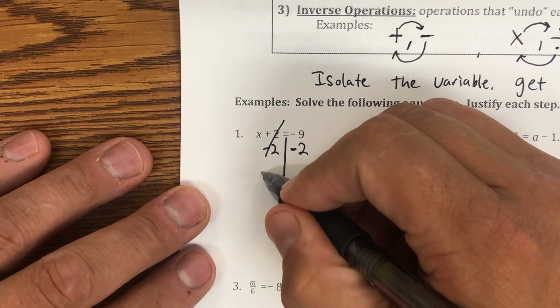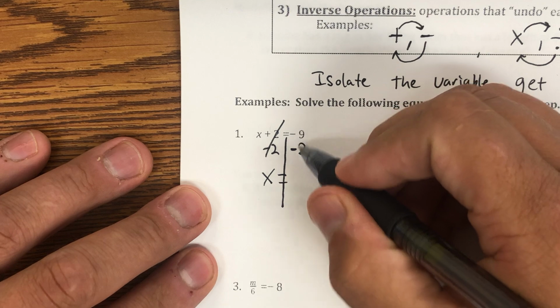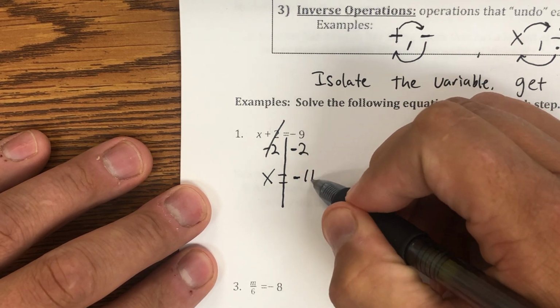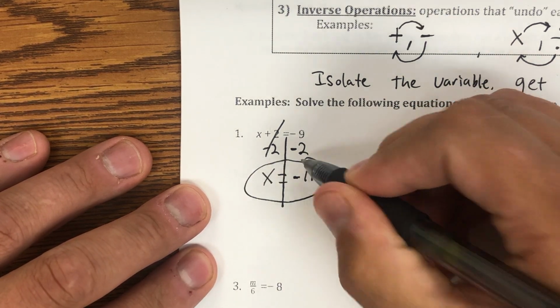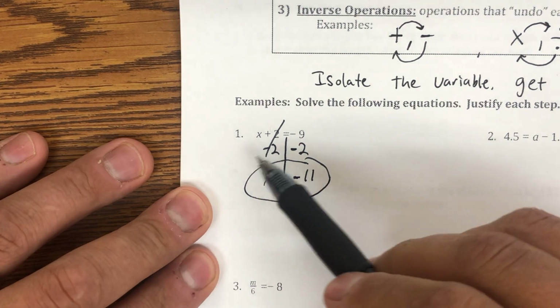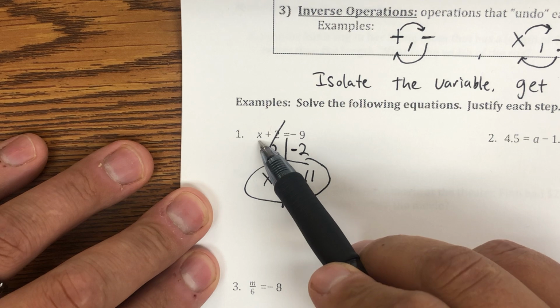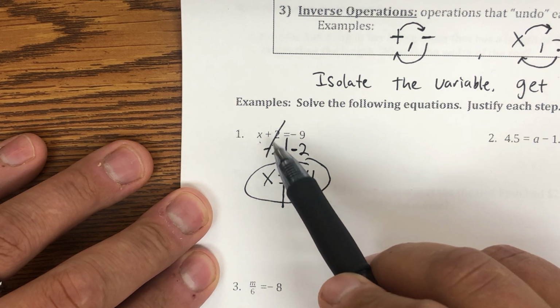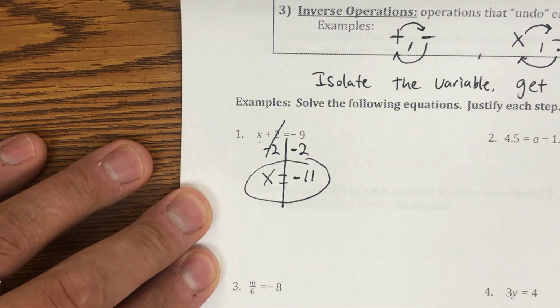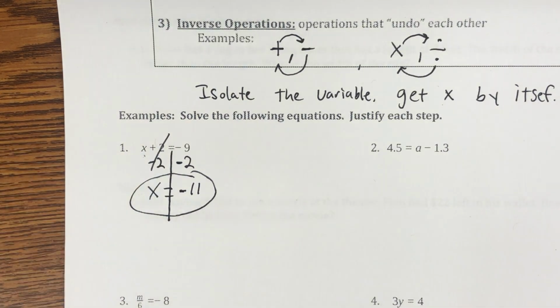So x is now by itself. X is equal to negative 9 minus 2, which is negative 11. So the solution to our equation is negative 11. We can check our work by plugging it back in for the variable. If x is negative 11, if I put it back in, negative 11 plus 2 is negative 9. We found the solution.